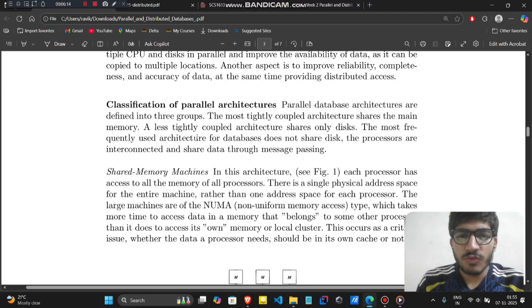Now, the architecture of a parallel database completely depends on how memory is shared, how processors are connected, and how data is stored. There are three main architectures in parallel databases. First is shared memory architecture. Then second is shared disk architecture, and third is shared nothing architecture.